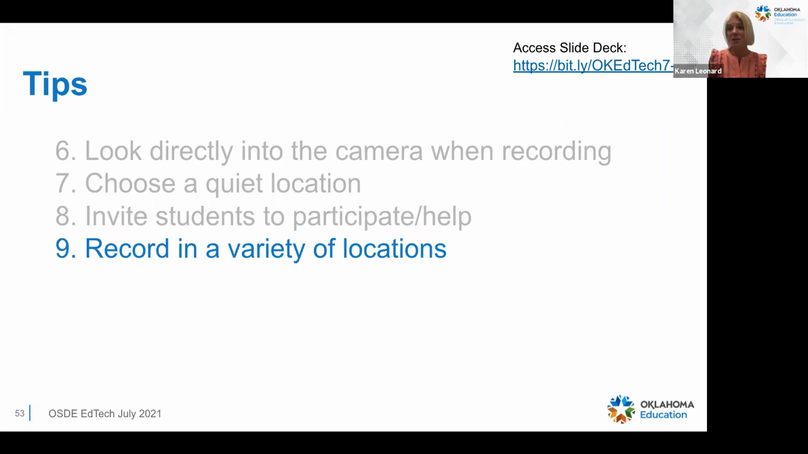Record in a variety of locations. Maybe I do want to change my background. Maybe I want to record one in the office. Maybe I want to record something in the gym because we're talking about velocity and throwing balls. Maybe I want to record something out on the playground. Change your location.